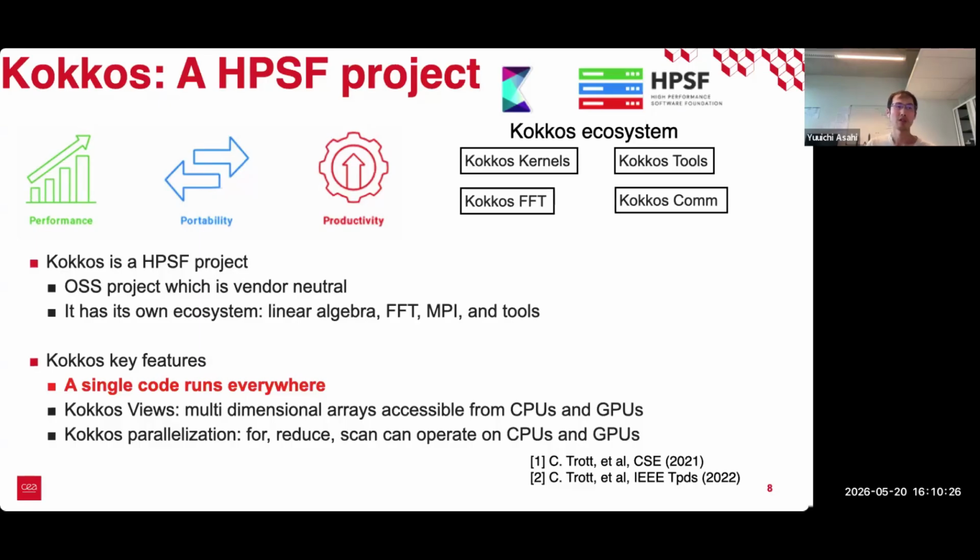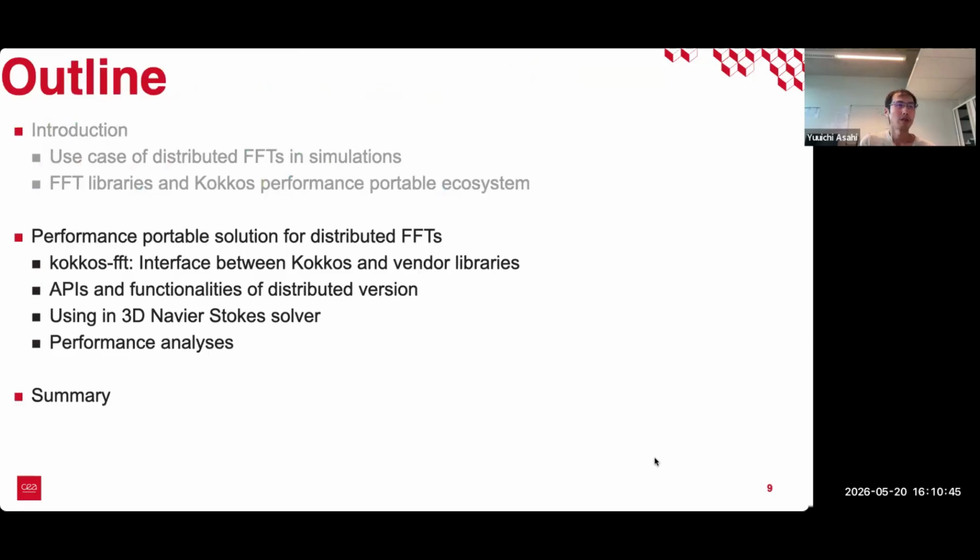The key feature is that a single code runs everywhere, with nice data structures like Kokkos views and nice parallelization for parallel_for, parallel_reduce and parallel_scan, which can be operated on CPUs and GPUs. Of course, it's written up in the Kokkos ecosystem and Kokkos papers. So now let's move on to our effort to develop the FFT library and its movement to the distributed version.